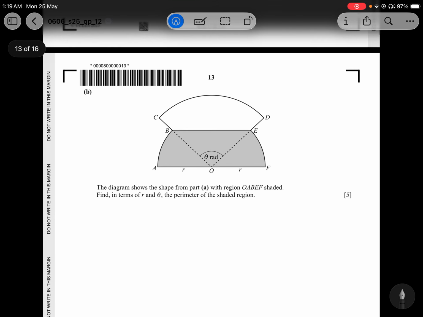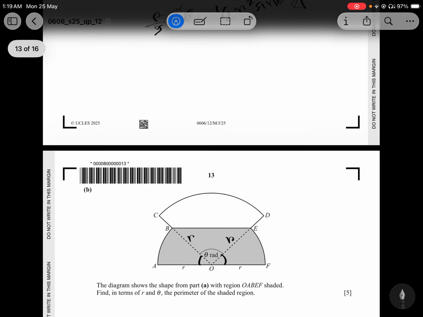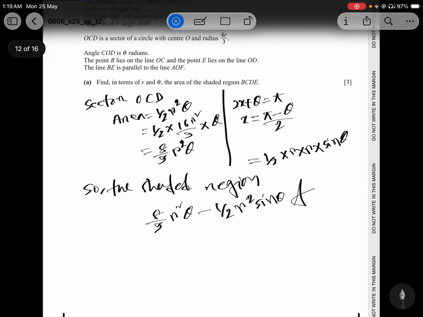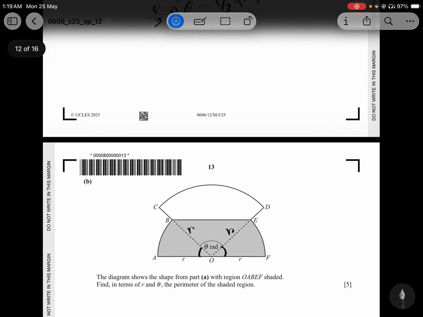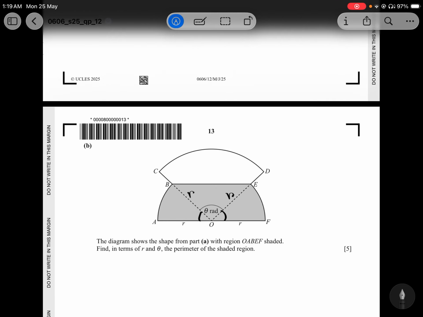Okay, question number B. The diagram shows the shape from part A with region OABEF shaded. Find, in terms of r and theta, the perimeter of the shaded region. So this is r, this is r, no problem. What would that x value be? Pi minus theta over 2.